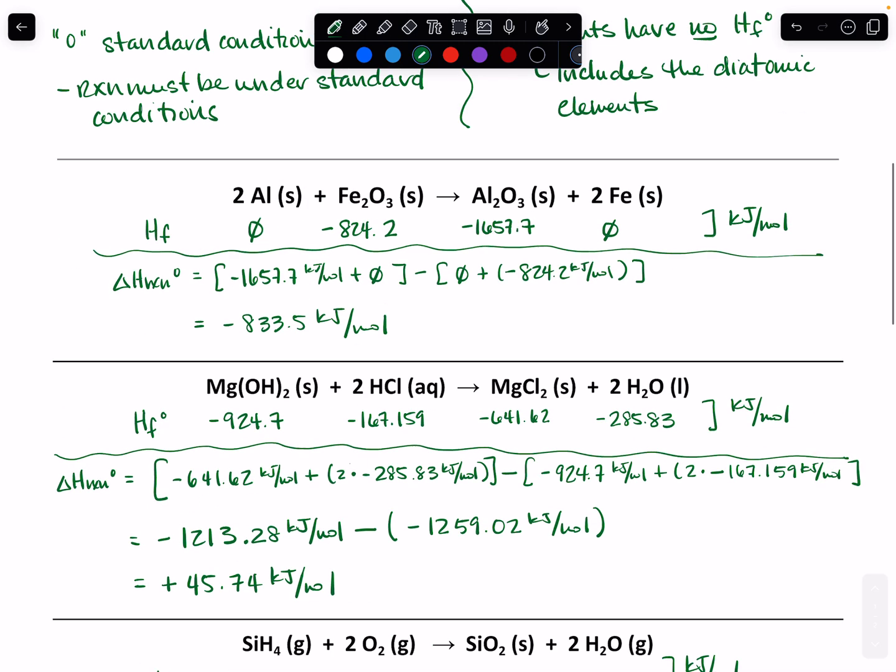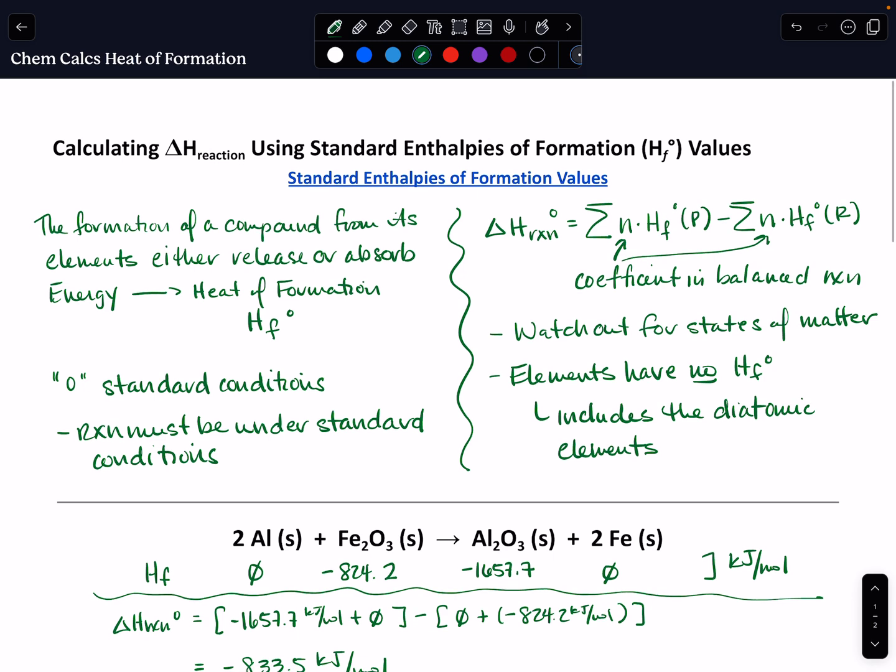Okay, so again, use the internet to find the values if you can't find them in your textbook or in your notes. And then it's products minus reactants. Don't forget, the state of matter is very important when you list the heat of formation, and that the coefficients in the balanced reaction need to be multiplied into that heat of formation so that you have the correct amount of energy for the correct amount of molecules that are being formed. Okay?